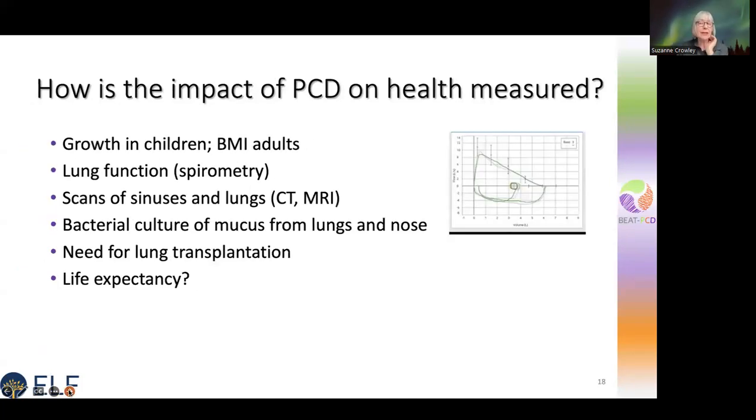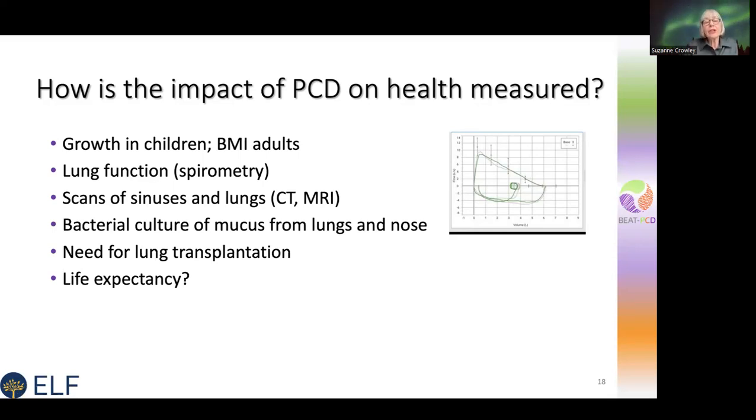So access to a psychologist is important for people with PCD. Other things that we can measure include growth in children, BMI or body mass index in adults. We can measure lung function by blowing into a spirometer. We can take CT scans of the sinuses and the lungs to look at structural changes associated with PCD, so the injury to tissues caused by PCD.